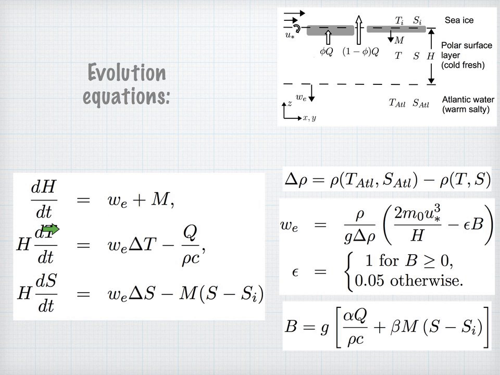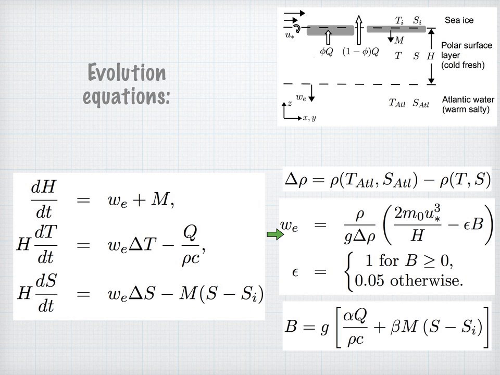And then for the heat equation, you're entraining water from below if you're deepening, and the temperature difference between the polar surface layer and the Atlantic water is delta T. So it's warm in the Atlantic water layer, cold at the surface. So entrainment, as you deepen, warms the surface layer. And then this is the total heat loss, either to the ice melt or to the atmosphere. And then for salinity, same kind of thing. You entrain the salty water, and then here's the source of fresh water from ice melt.